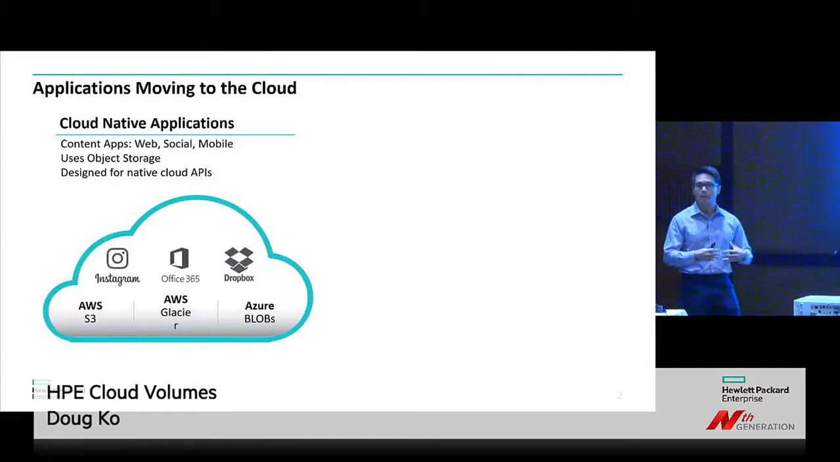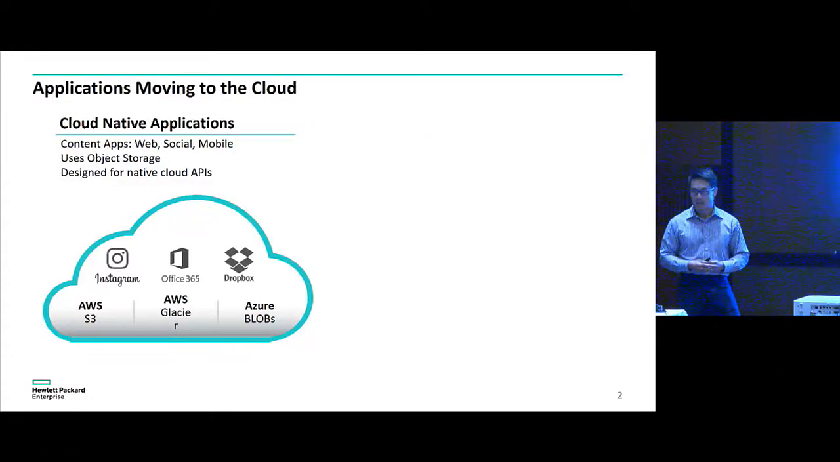So, where did the concept of Nimble Cloud Volumes come from, and what were the driving forces around that? When you take a step back, we really wanted to focus on the applications and look at the specific types that were moving to the cloud. The first type, which is really mature and has been in the cloud for a while now, is your cloud native applications. Your content apps generating a lot of content, whether it be your Instagrams on the consumer side or your Office 365 or Dropbox that are used by businesses and enterprises.